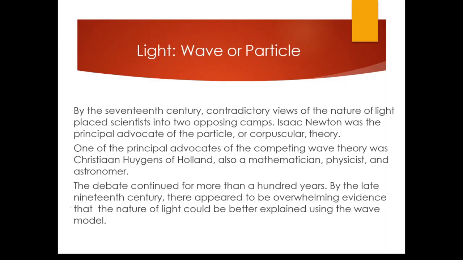So by the 17th century, contradictory views of the nature of light placed scientists into two opposing camps. One was Newton's, who was the principal advocate for it being a particle, or corpuscular, theory. So Newton was behind that one mainly. One of the principal advocates of the competing wave theory was the Dutch Christian Huygens, who was also a mathematician, physicist, and astronomer. The debate continued for more than 100 years. By the late 19th century, there appeared to be overwhelming evidence that the nature of light could be better explained using the wave model.